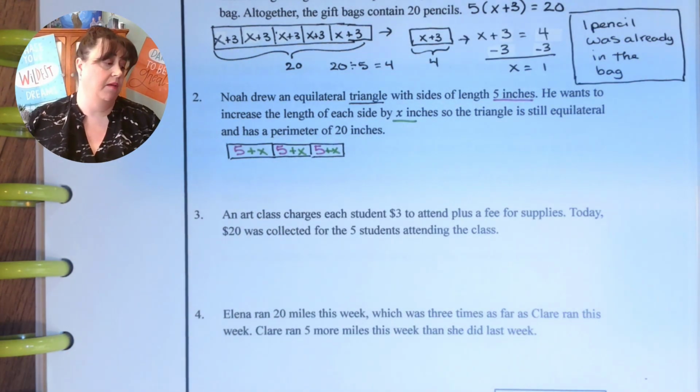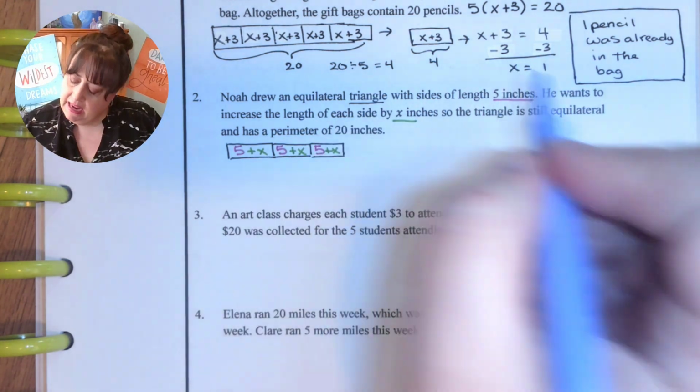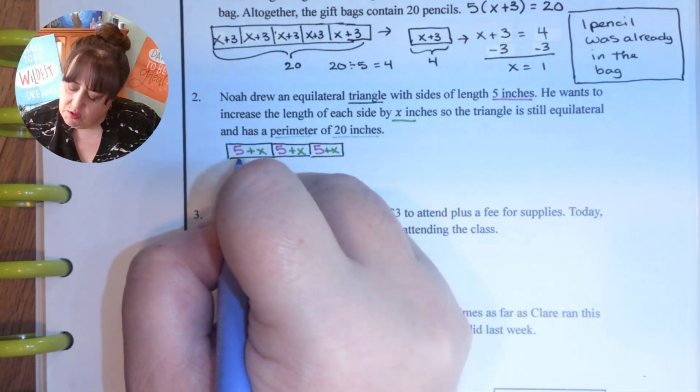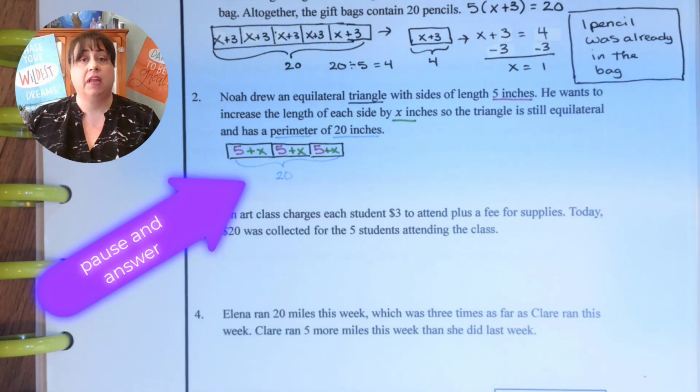When we add it together, because that's what perimeter means, adding, we get 20. What I'd like you to do is write the original equation that you're trying to solve and then go find how much was added to each side.